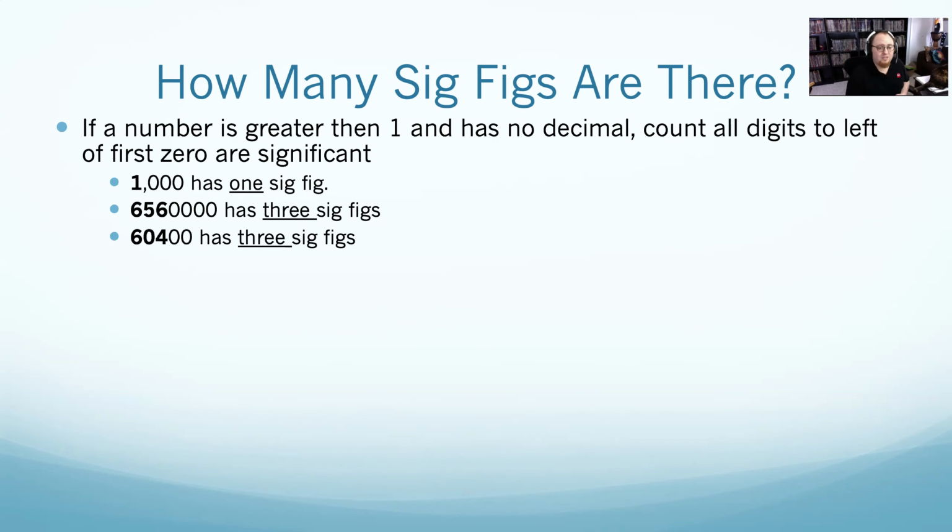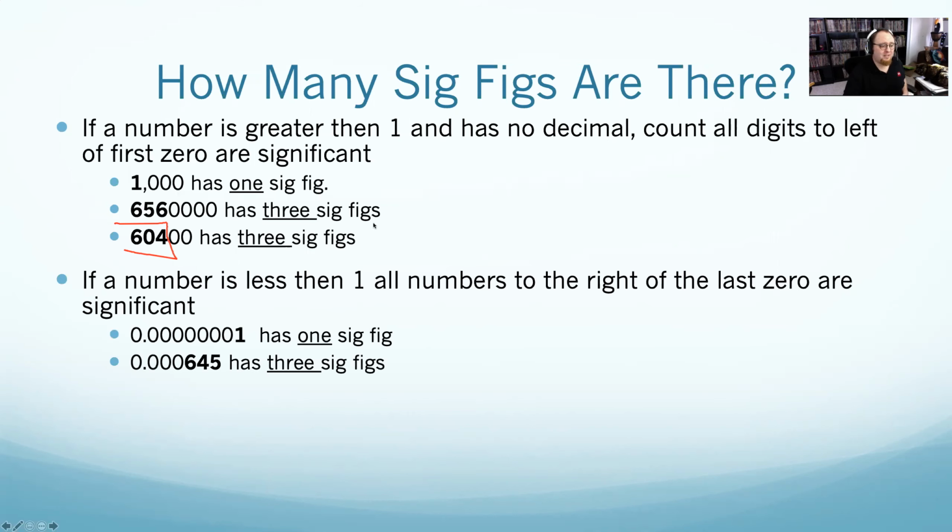So 1000 is 1 sig fig. 656,000 is 3 sig figs. 604,000 is 3 sig figs. What you do is you go to your first non-zero digit and count everything after that. Note, you don't just count all the non-zero digits, you count everything after your first one. This only works though if a number is greater than 1 and has no decimal.